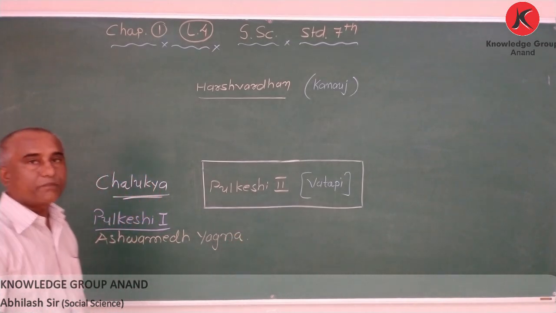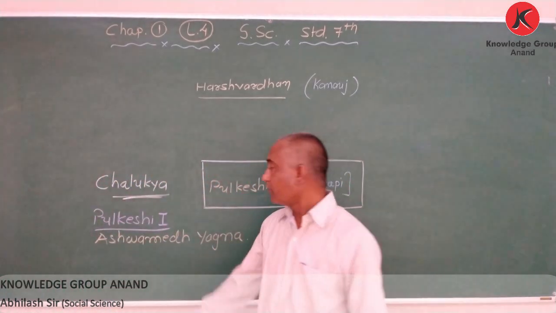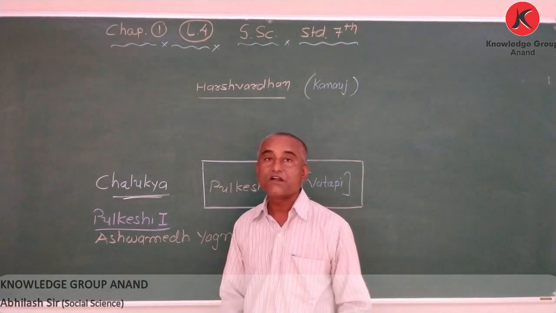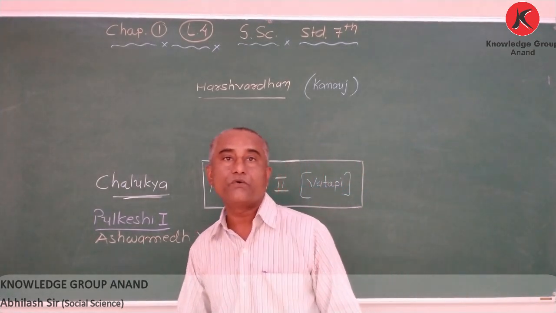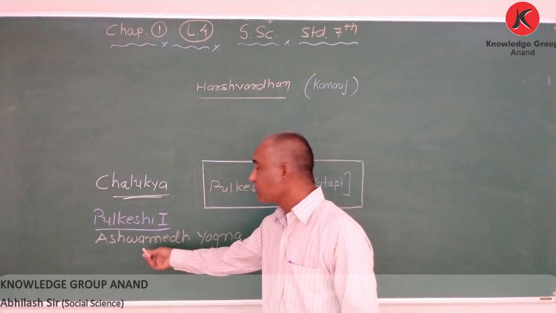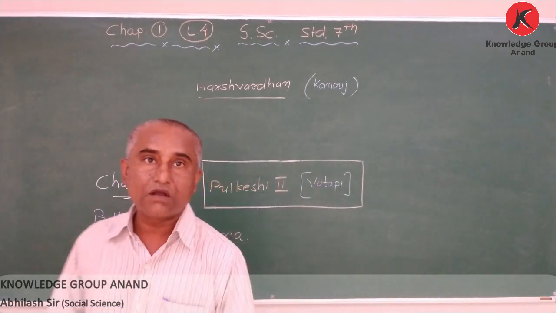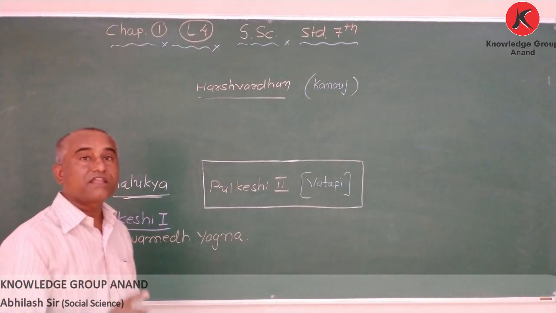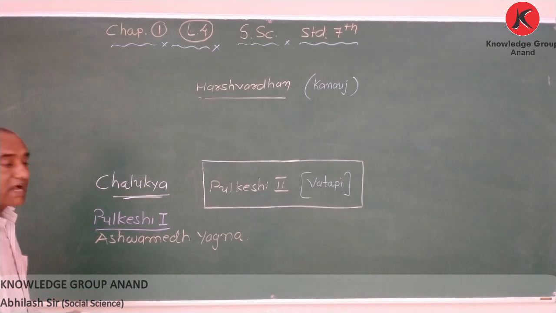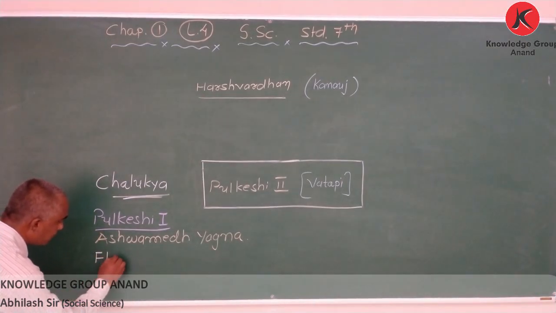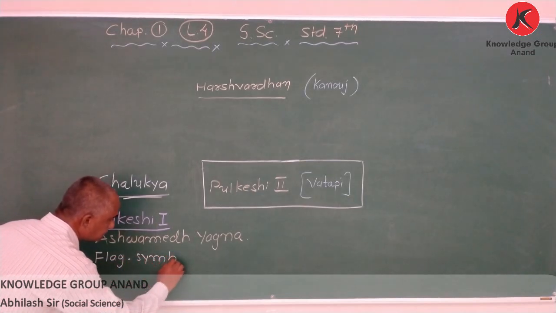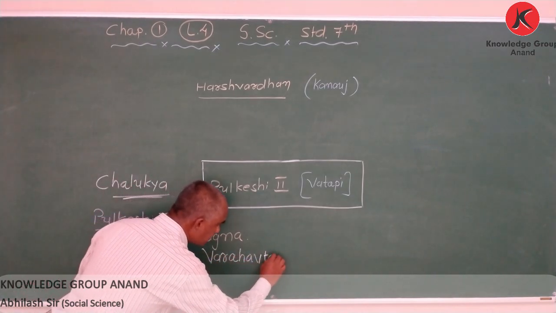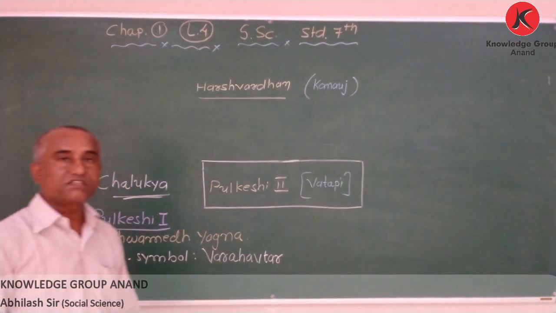He performed the Ashwamedh Yagna. We know this term from our epic Ramayana. We have learned this word Ashwamedh Yagna and we know the story about Luv and Kush. So Pulkeshi I performed the Ashwamedh Yagna, and on his flag there was a symbol of Varavta. So what was the symbol? Varavta was the symbol on his flag.